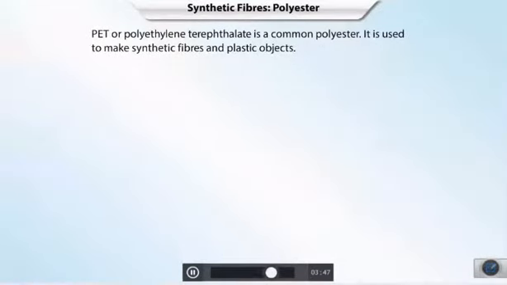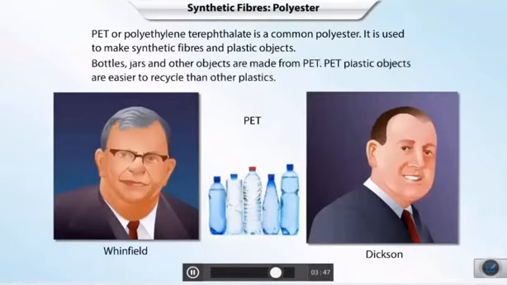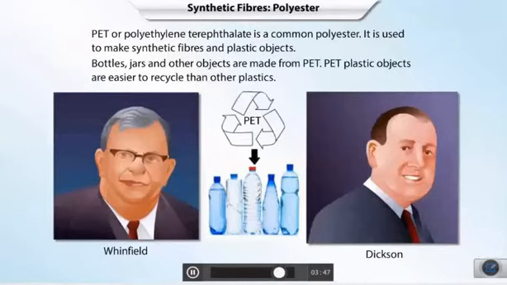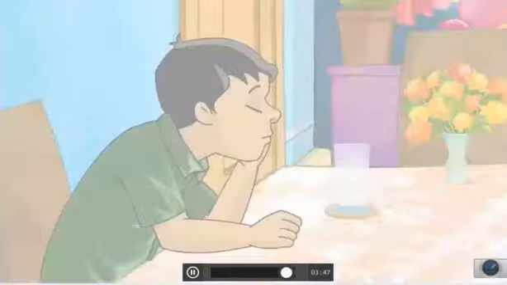In 1941, British scientists Winfield and Dixon invented PET, a polyester that is used to make synthetic fibers and plastic objects. Bottles, jars, and other objects are made from PET. PET plastic objects are easier to recycle than other plastics. Another fiber known for its affordability and durability is acrylic. Acrylic is a cheap alternative to wool. It is used to make sweaters, shawls, and blankets.